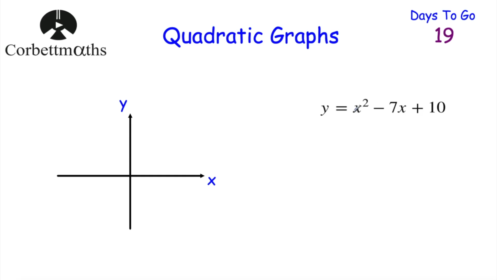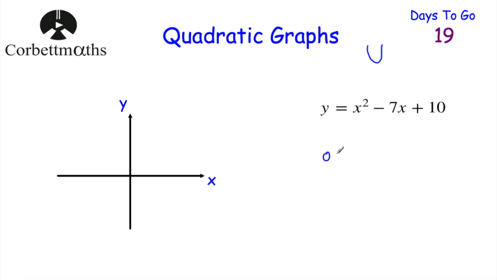Okay, so in terms of sketching this quadratic graph, the first thing I would look at is the fact that it's an x squared quadratic, so that means it's going to be a u-shaped parabola, not an n-shaped parabola. Next, what I want to do is find where it crosses the x-axis and where it crosses the y-axis. So where it crosses the x-axis, the height is equal to 0. In other words, y is equal to 0.